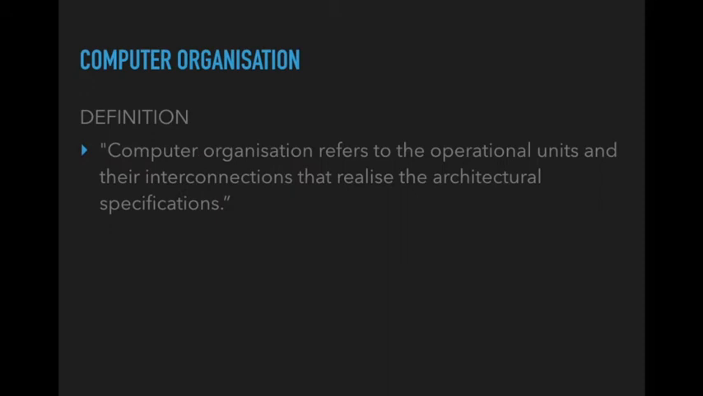So by definition, the computer organization refers to the operational units of computer, such as the processor and the input-output devices, and the interconnections that realize the architectural specifications. So in other words, the details that go into the physical realization of the architecture is the domain of organization. What technology to use, what algorithms to implement to achieve certain requirements that are stated by the architecture. All that is in the domain of the organization.